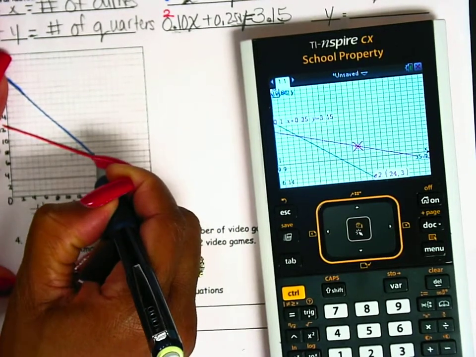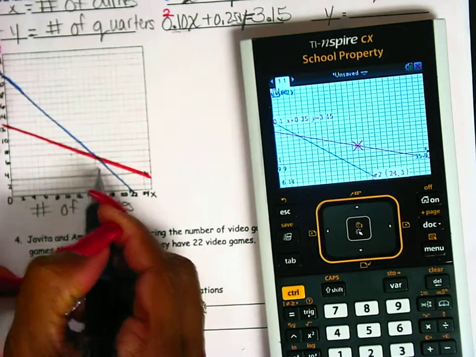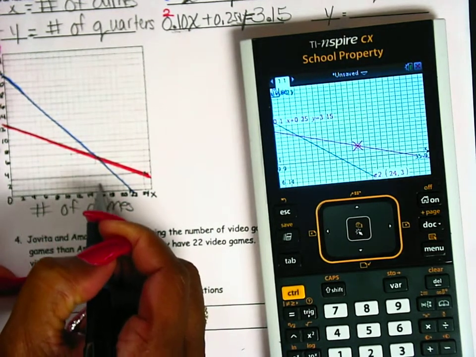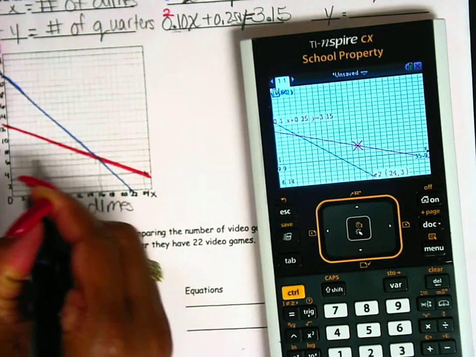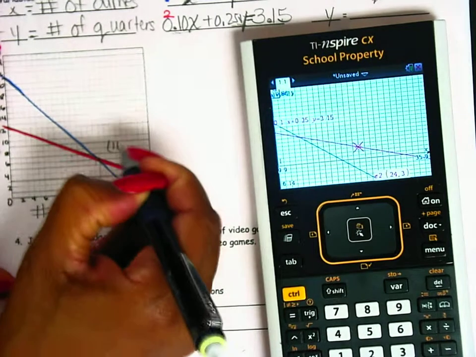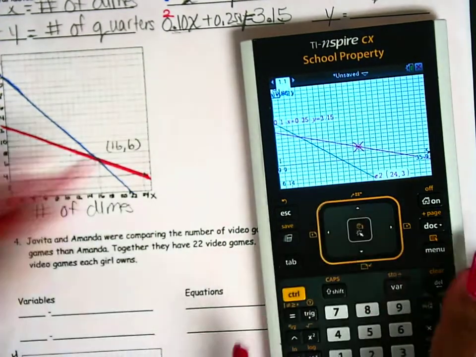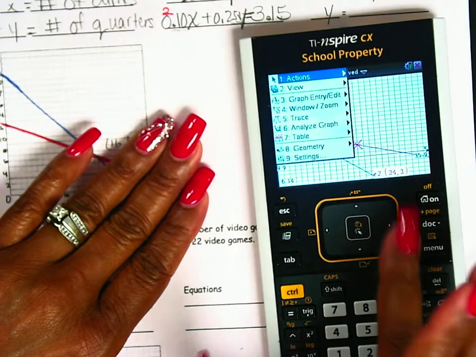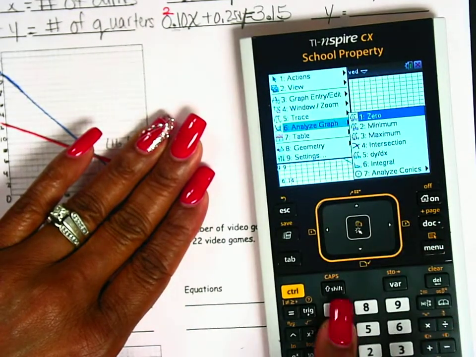So it's right here, but I think I'm off some. So it's up in here somewhere. So is it really 16? 16.6? I'm going to put it there, but I'm not for sure because I'm off a little. So what am I going to do to make sure? Go to menu, and I'm going to go to analyze graph, and I'm going to go to intersection.